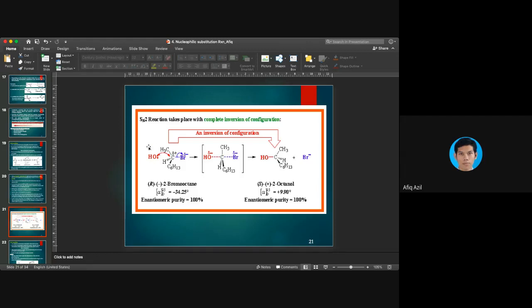Okay, this is what you call a backside attack. Attack dari belakang. The nucleophile pergi dekat carbon ni, we call it SN attack. Serang lah. Okay, it's a term we use in organic chemistry. Okay, so backside attack. And this inversion, there is another name. We can also call it Walden inversion. W-A-L-D-E-N, Walden inversion. Okay.